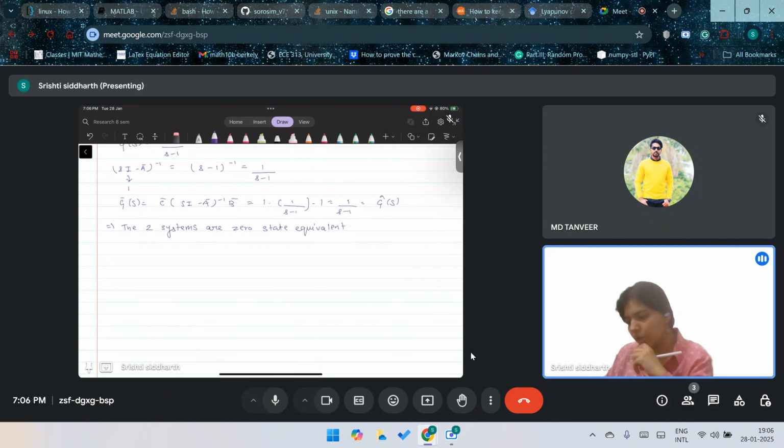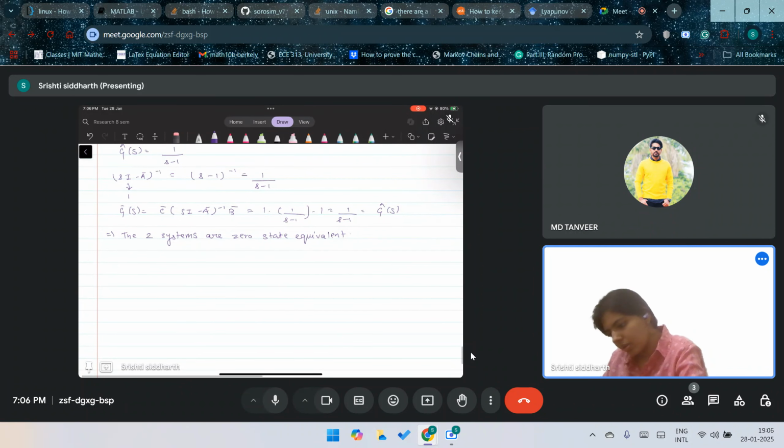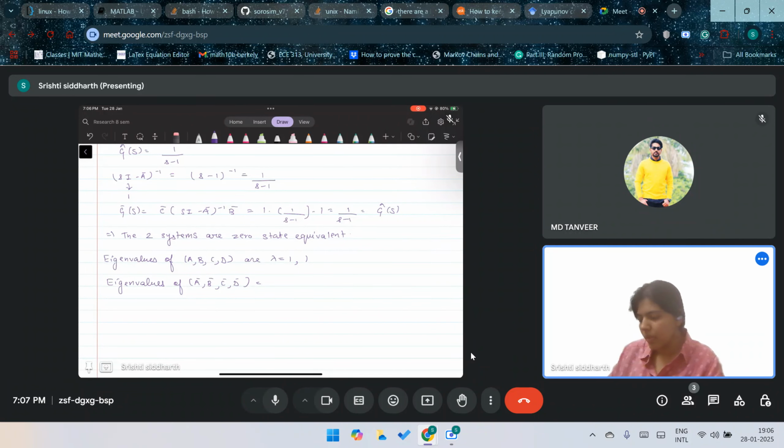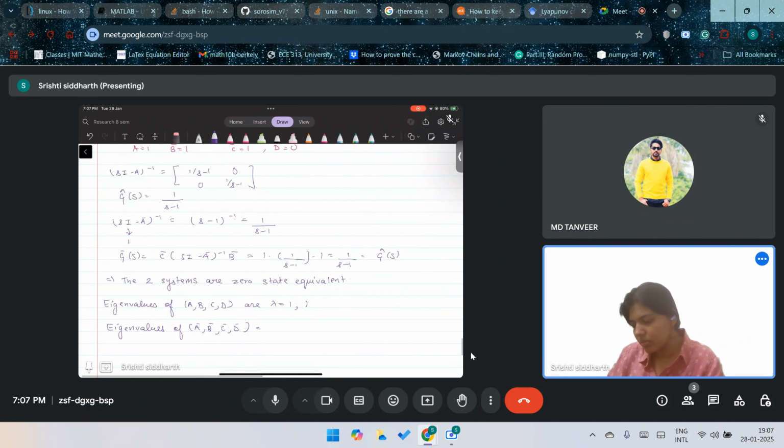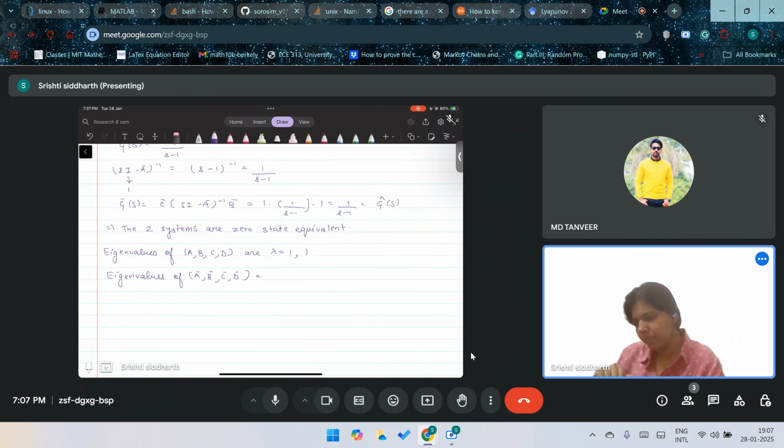Alright, so then we'll talk about the eigenvalues. You already know the eigenvalues of the first system ABCD are repeated eigenvalues at 1, and the eigenvalues of A bar, B bar, C bar, and D bar are simply a single eigenvalue, lambda equals 1.